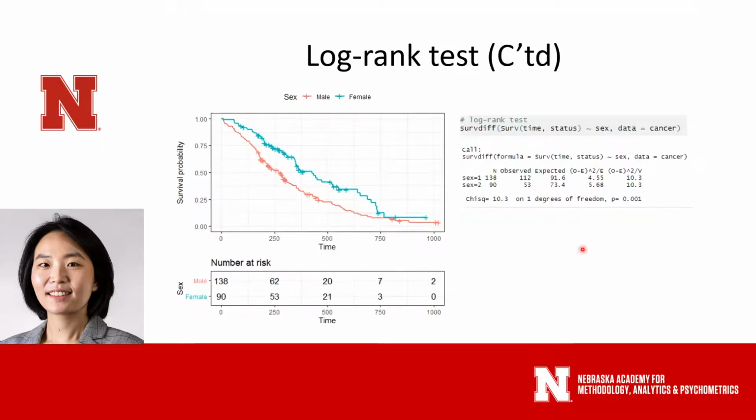Okay, this is how we get the output from R, and we will get the chi-square statistic, which is the same as the log rank test statistic, and a p-value associated with this chi-square statistic. Again, we can visualize the survival probability per different group, and we can get the number of people at risk per different group.